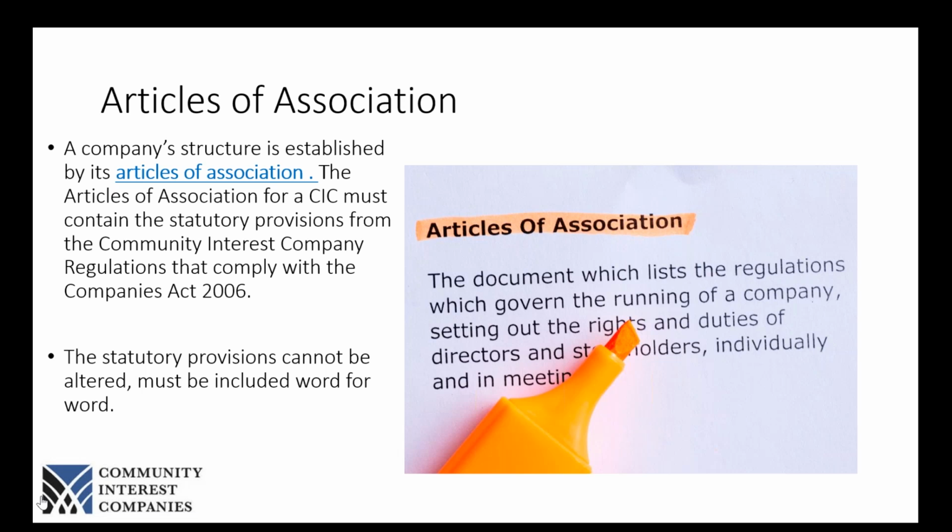I'll repeat this again, the Articles of Association for a CIC must contain statutory provisions from the Community Interest Company Regulations that comply with the Companies Act 2006. We provide those model articles on our website which contain these provisions, and when you look at that document, these provisions are shown in red ink for ease of reference so that our customers can identify them easily. The statutory provisions cannot be altered and must be included word for word in that document.